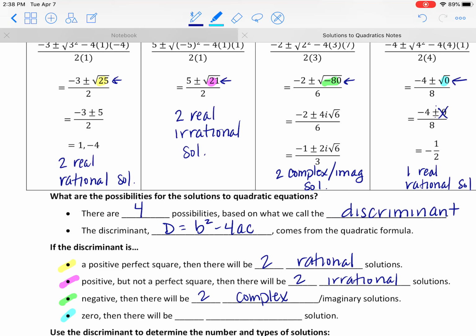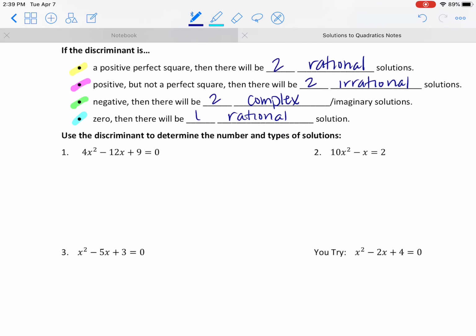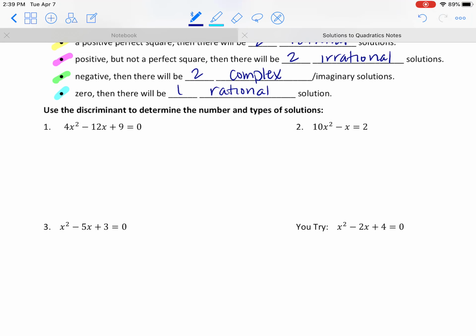And then the last option is, well, maybe we get a 0 underneath the radical. So if our discriminant is 0, like it was here, then that whole radical part goes away, and instead of the typical two solutions, you only end up with one solution. So here we get one rational solution. Why do we have one solution there versus two in all the others? We'll come back to that in a little bit, okay?